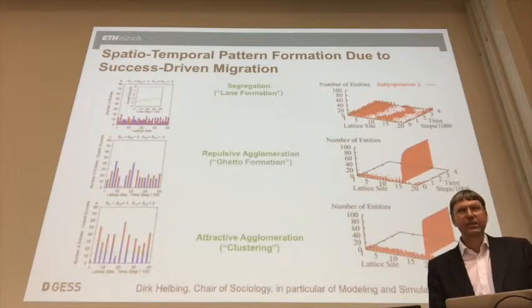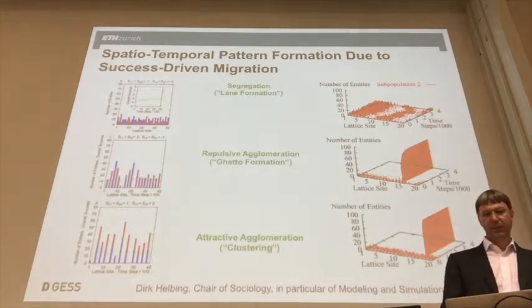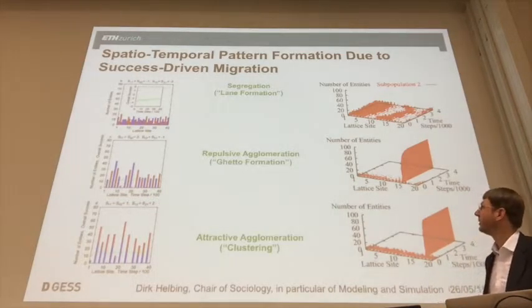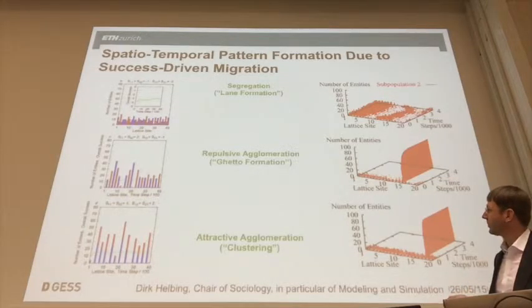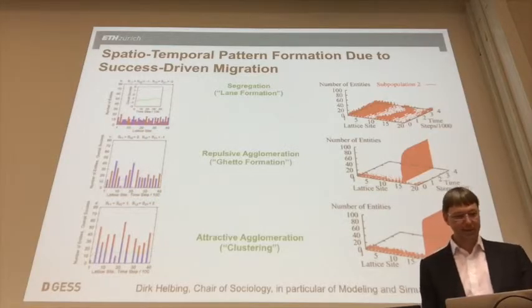Now, the interesting point is that for most payoff matrices, you don't stay with the initial equal distribution. Instead, you find some pattern formation. That means you can either have segregation, as we see it over here, as in the lane formation of pedestrians. You could have agglomeration, but there are two types of agglomeration. Either the two behaviors are agglomerating in different places, or they're agglomerating in the same kind of place.